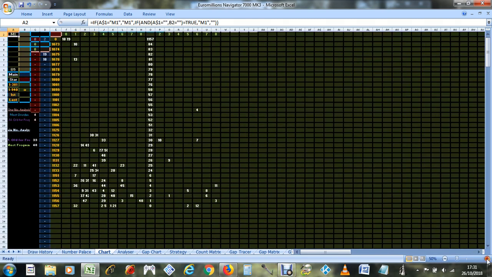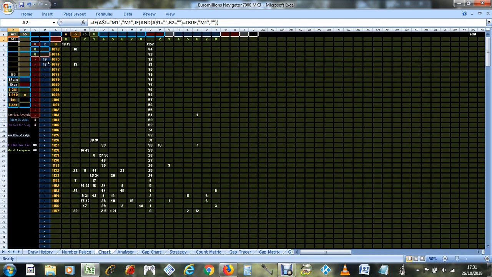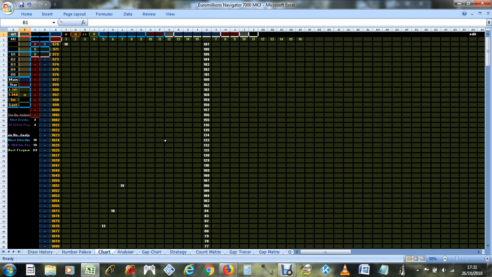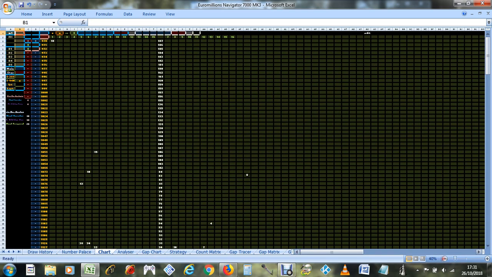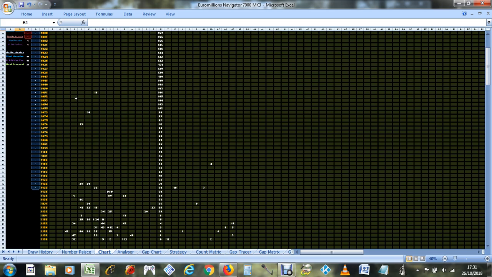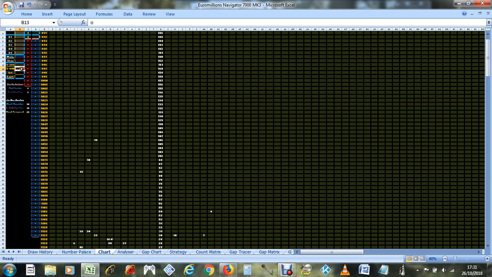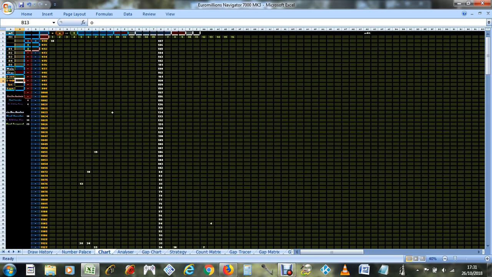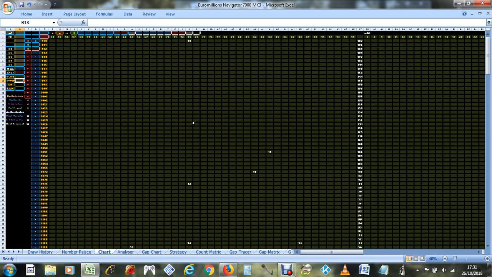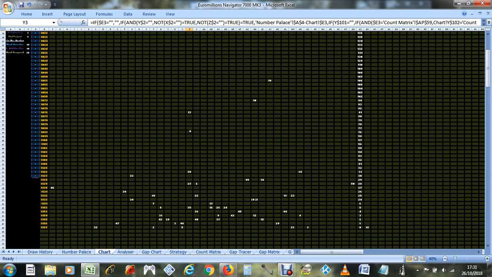I'll just zoom in a bit. That's the chart for machine 1 and set of balls 5. Then we've got the chart for machine 1 on its own in recent history, and then machine 1 and the full draw history. Got 18 right up there at the top, and then the rest of the chart looks like that.